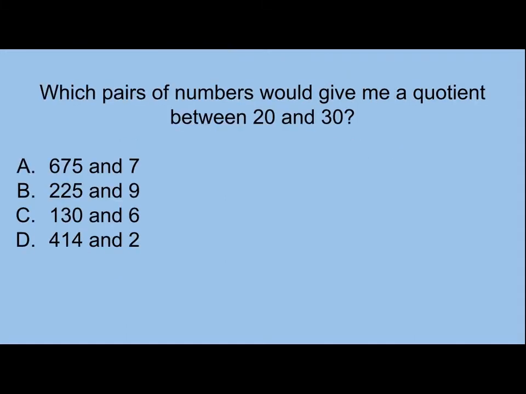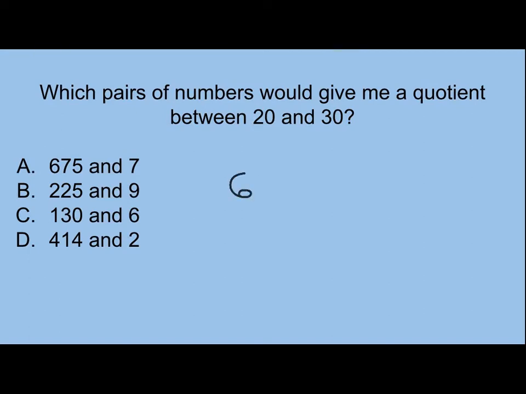So, we've been working a lot with word problems or when we're given numbers, but sometimes the question will say something to the effect of, which pair of numbers would give me a quotient between 20 and 30? Then it'll give you four answer choices. We did similar problems in addition, subtraction, and multiplication, and it's the same thing. You have four answer choices, so you're going to have to do four different long divisions.